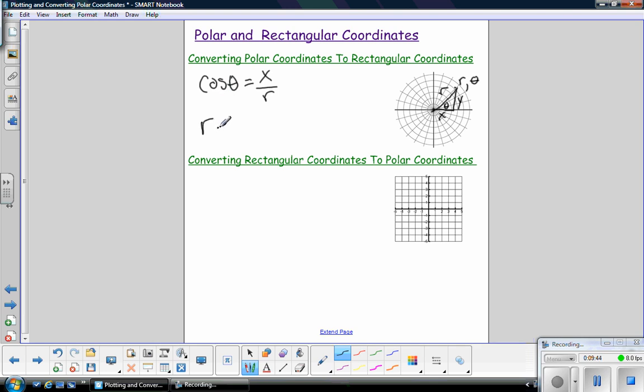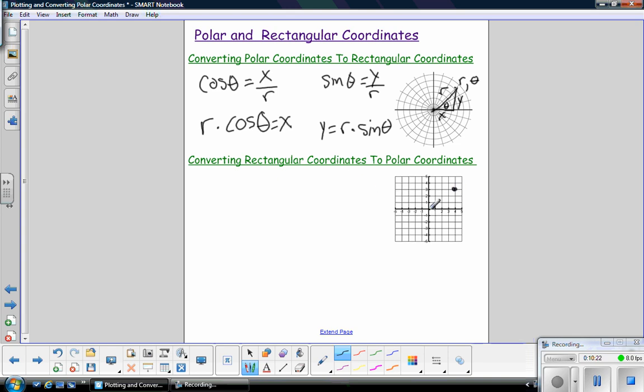If I cross multiply both sides by r, cosine of the angle gets us our x coordinate. Similarly now with y: the sine of theta is equal to opposite over hypotenuse, y over r. So to get the y-coordinate, that's r times the sine of theta. And that should look familiar, because on our unit circle, y stood for the sine, x stood for cosine, just our radius was positive. Now, converting rectangular coordinates to polar coordinates.